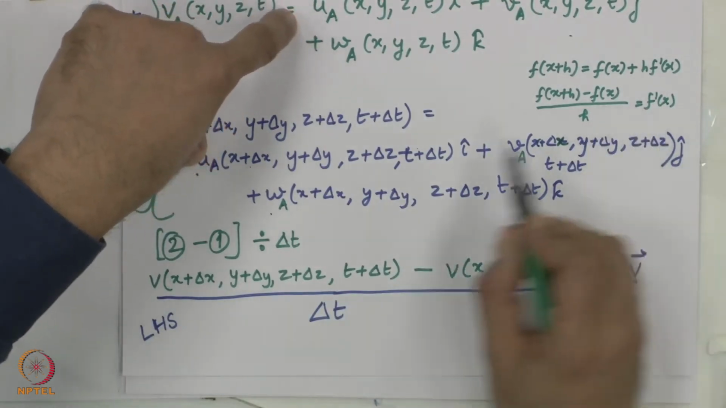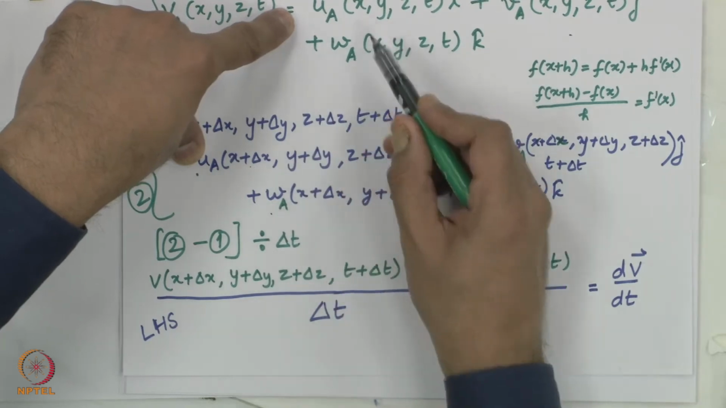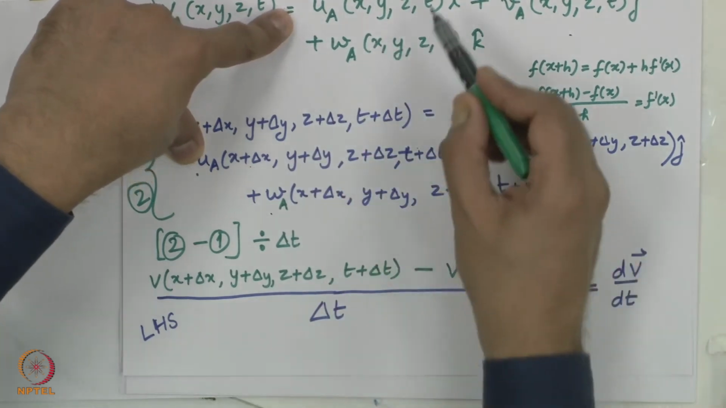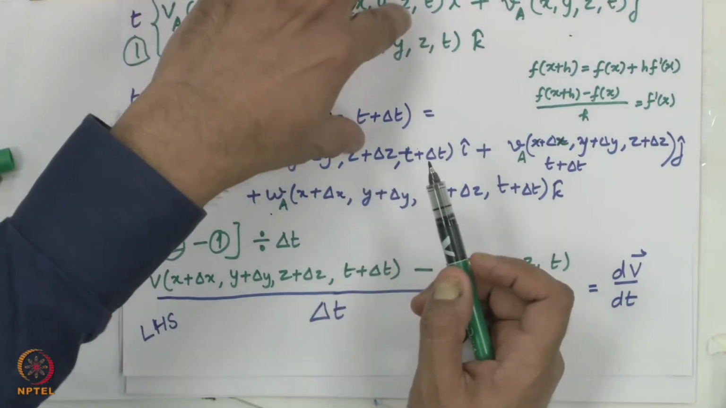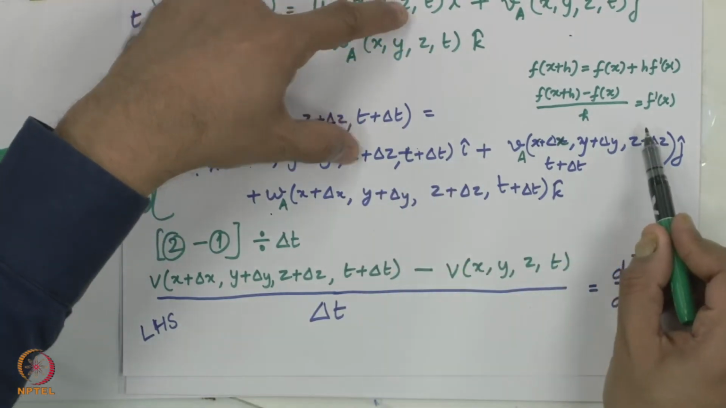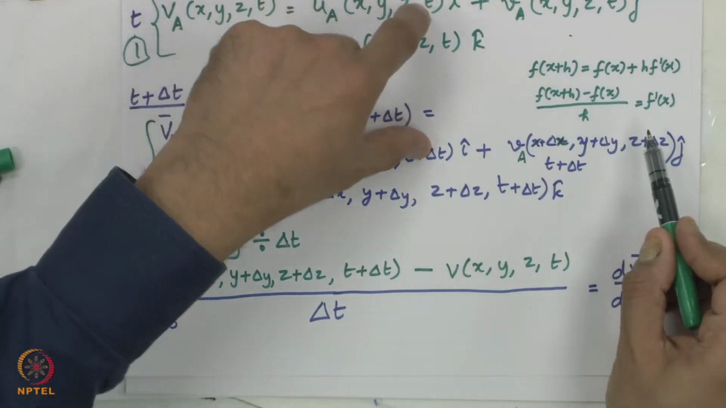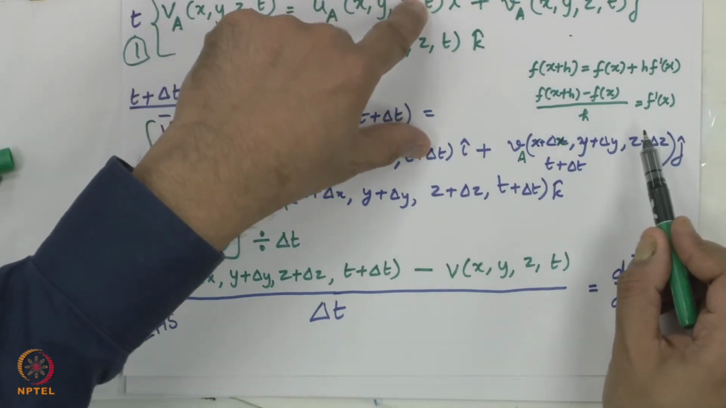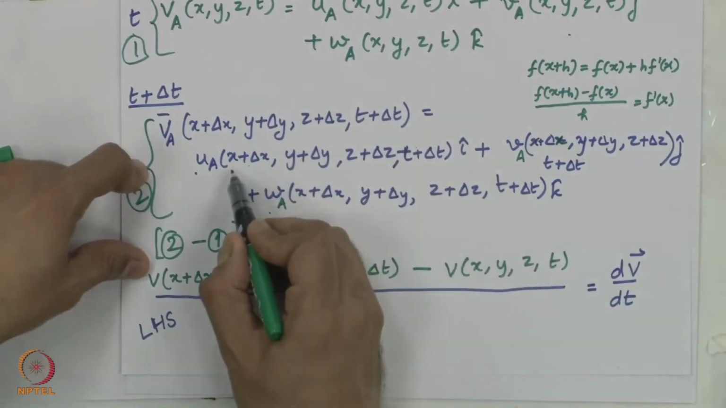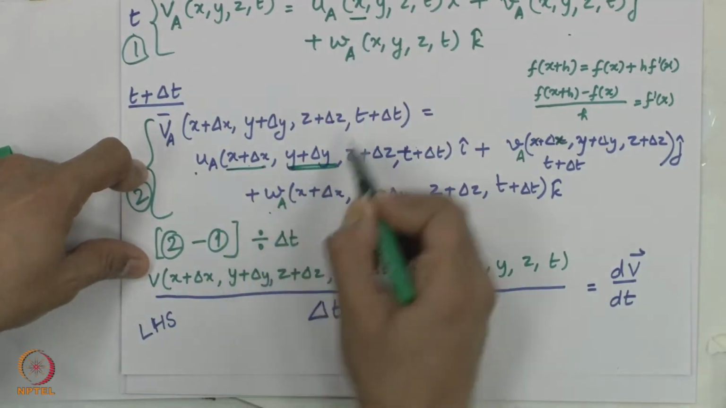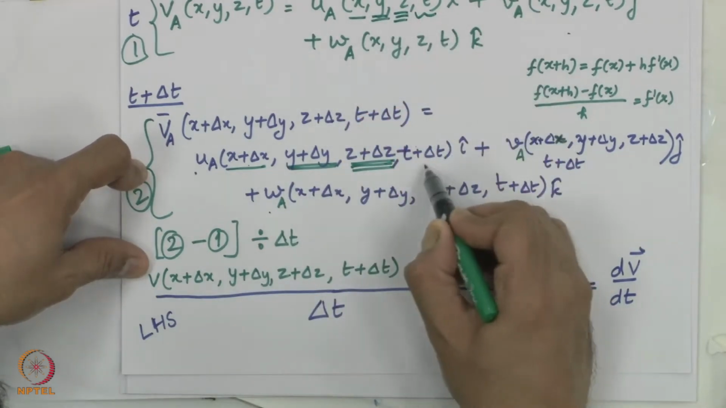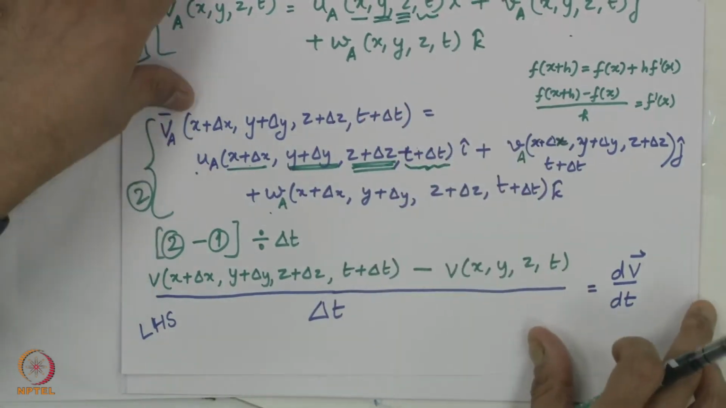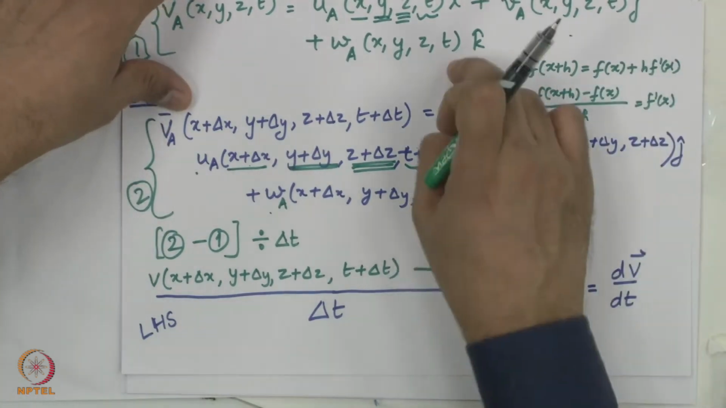What is this? du by dx into delta x plus du by dy into delta y, change in y, du by dz into change in z, du by dt times change in time, right. 4 dependencies, 1, 1, 2, 2, 3, 1, 2, 3 and this is time part. So, like that you will write for v, like that you will write for w. I am just going to do u one by one.